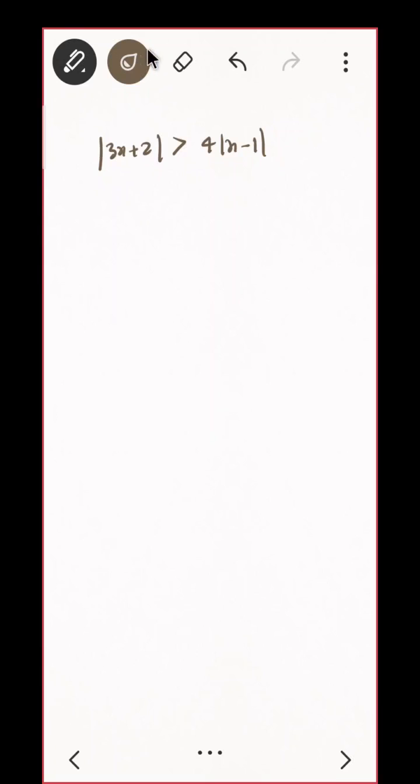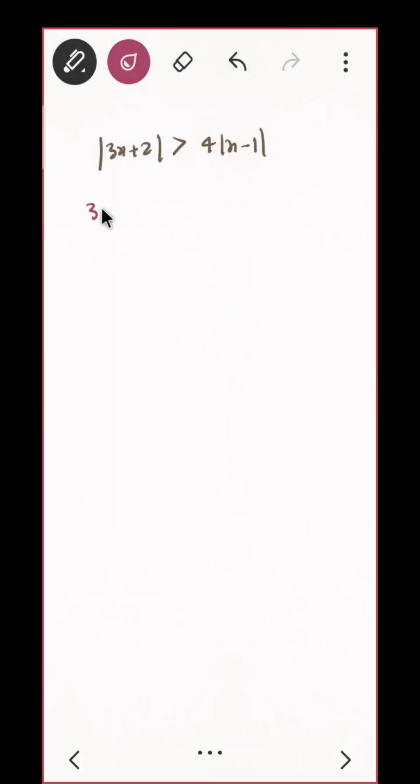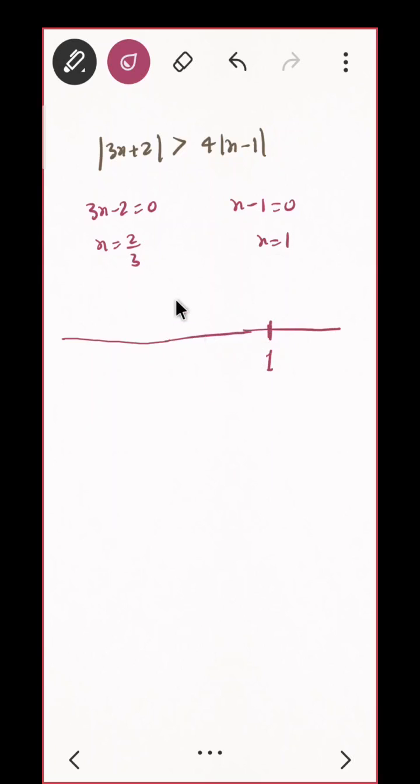Whatever is inside that mod, put that thing equal to 0. Correct? That is, put 3x plus 2 equal to 0 and put x minus 1 equal to 0. You are having x equal to 1 here, and here we are having x equal to minus 2 by 3. Is the first step clear, everyone? To solve this type of question, first put whatever is inside the mod equal to 0. Then you need to break your real line into parts. So where is 1? 1 will be somewhere here, correct? And 2 by 3 will be somewhere here. Is that clear?